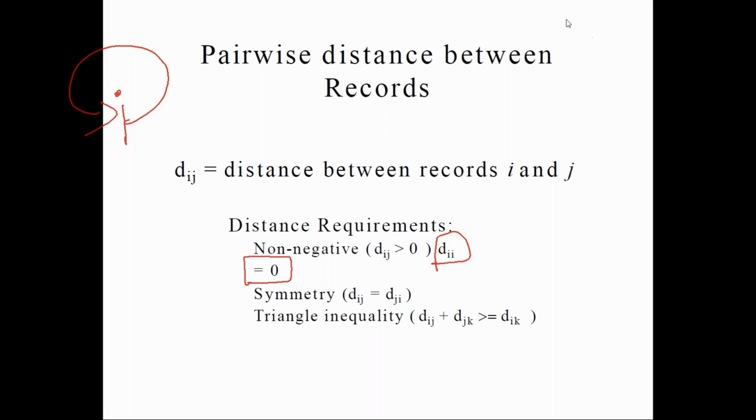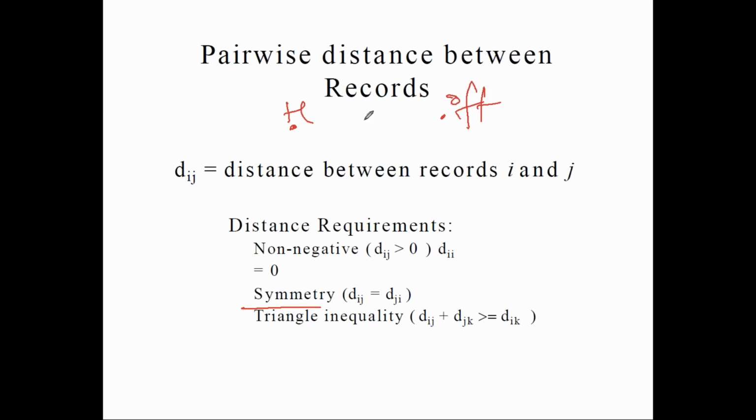And for symmetry, if the distance between your home and office is 5 kilometers, then from office to home, how much will it be? Same, 5 kilometers. It will never become -5 kilometers.